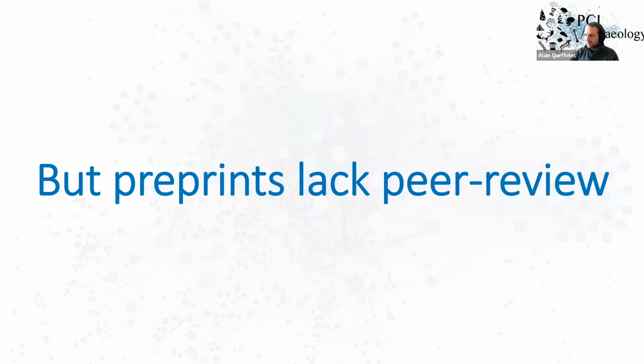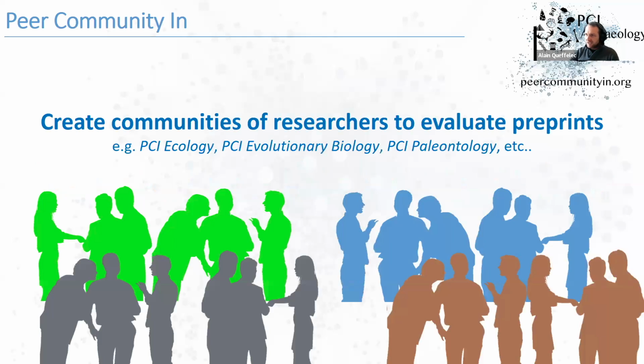But the main issue with preprints is that they lack peer review. And that's where the Peer Community In initiative comes in. It was created by researchers in the south of France, at INRAE, which is a research organism about environment and agronomy. And they created the first peer community, which was evolutionary biology, because it's their specific field.